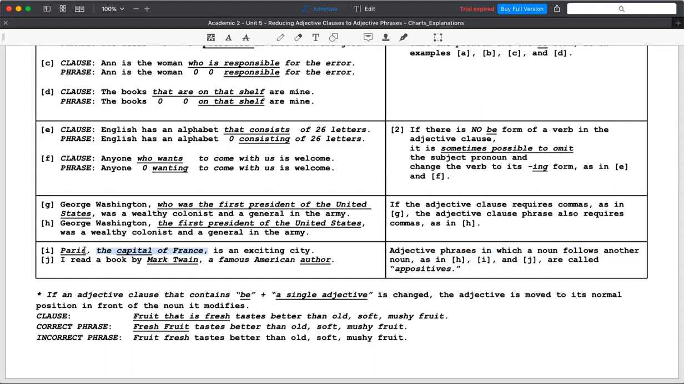Appositives in the middle of a sentence need a comma before and a comma after. If I say "I read the book by Mark Twain, a famous American author," who is Mark Twain? A famous American author. So they are the same person. This is considered an appositive.